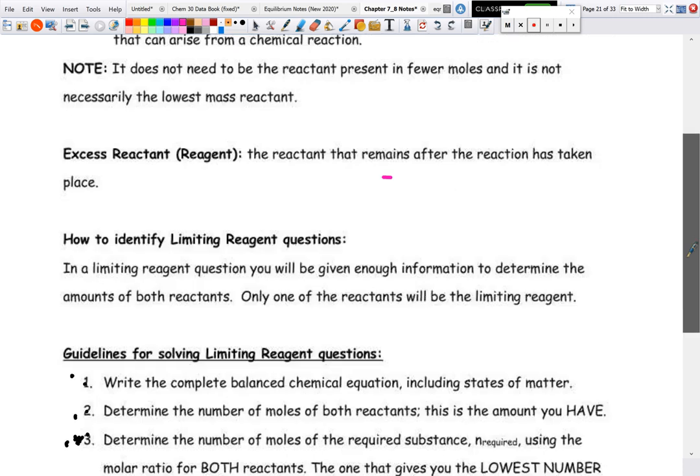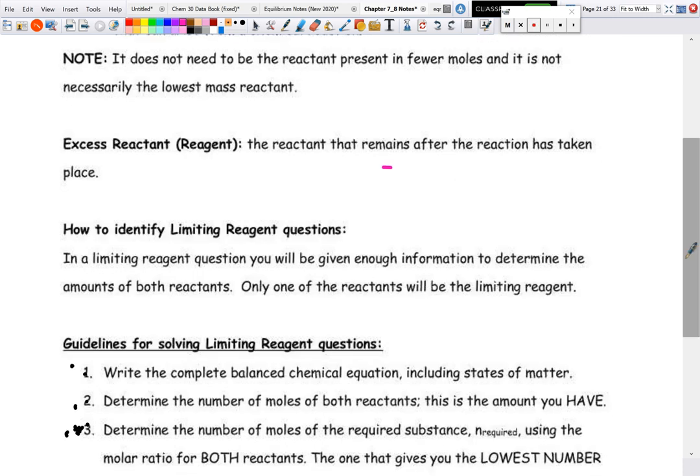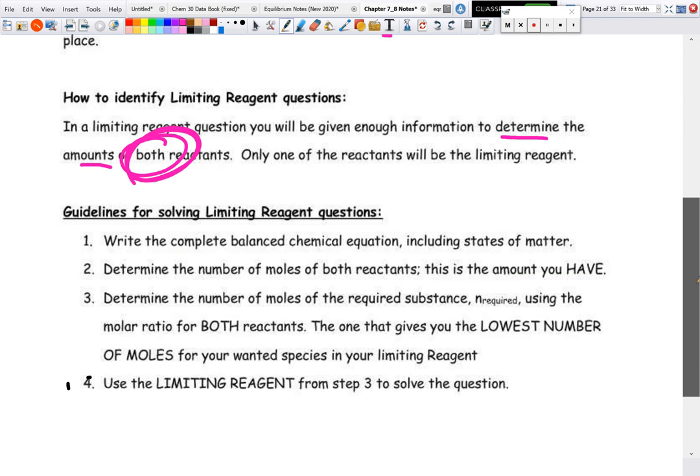The key thing now is, how are we going to identify these limiting reagent questions compared to the types of stoichiometry that we've done so far? In the limiting reagent questions, you're going to be given enough information to determine the amounts of both reactants. That means there's going to be 2 givens. That is how we're going to recognize our limiting reagent questions. There's still going to be only 1 required substance, though. But we're going to be given information about 2 of the reagents.